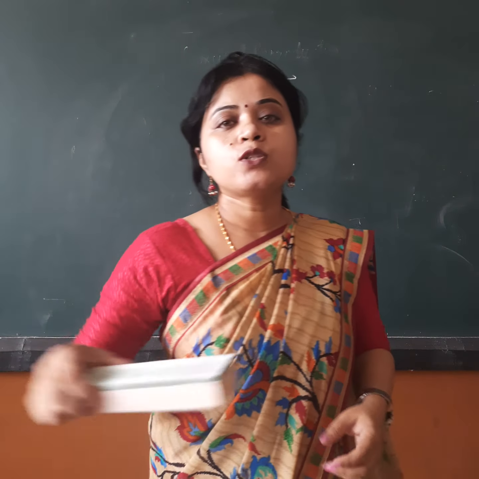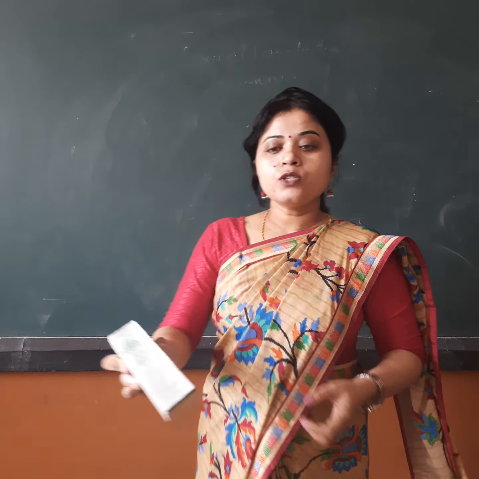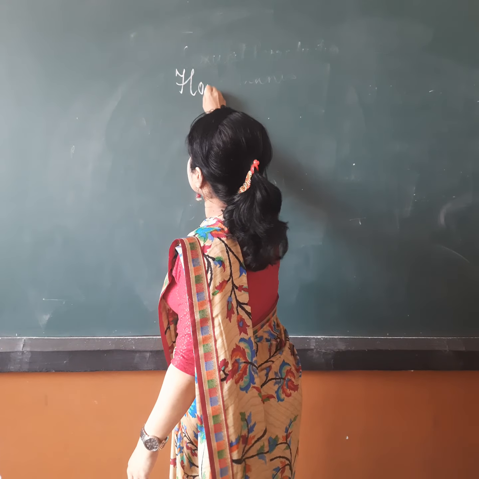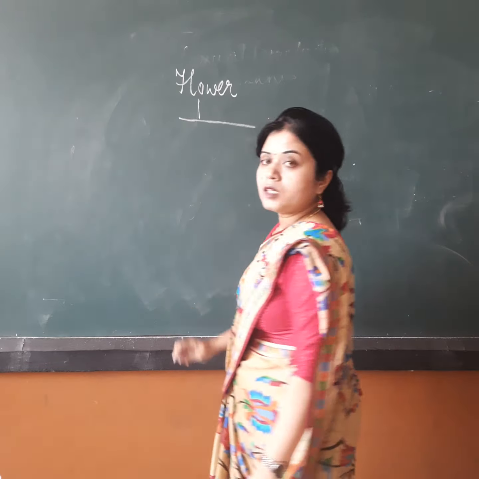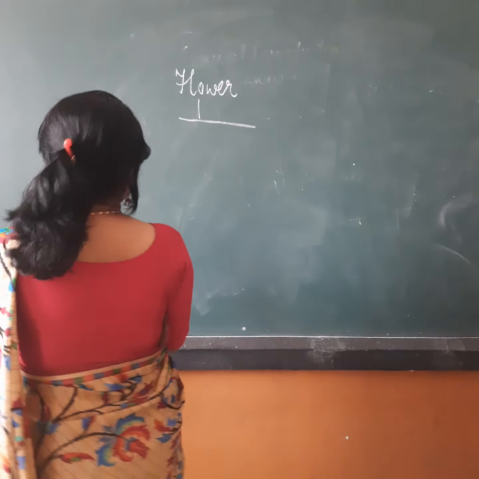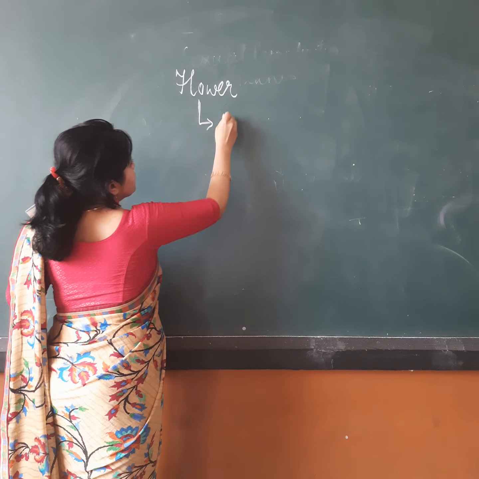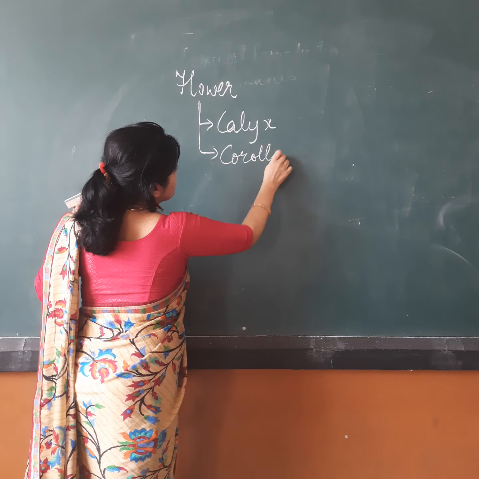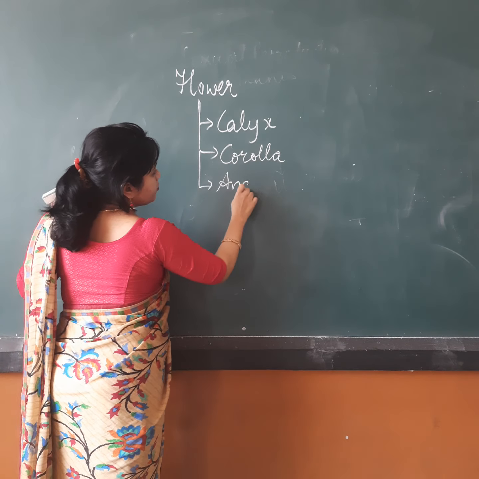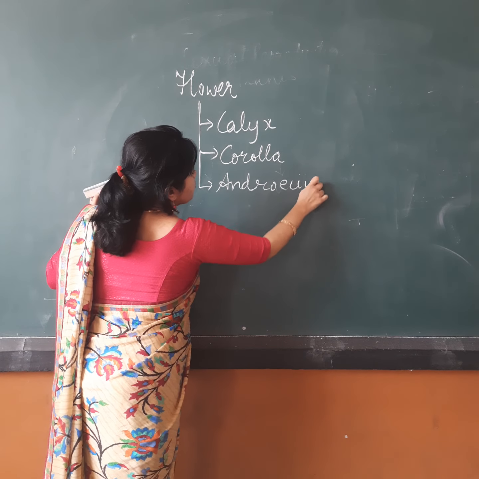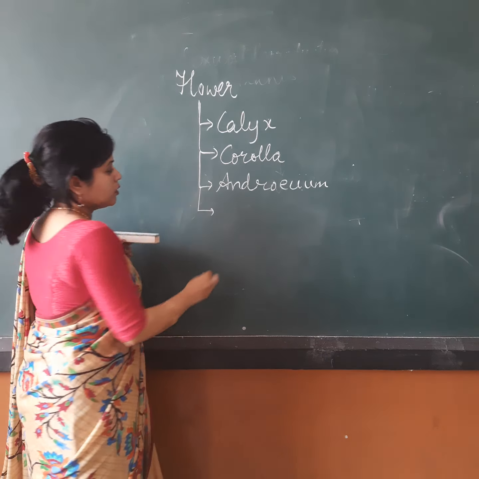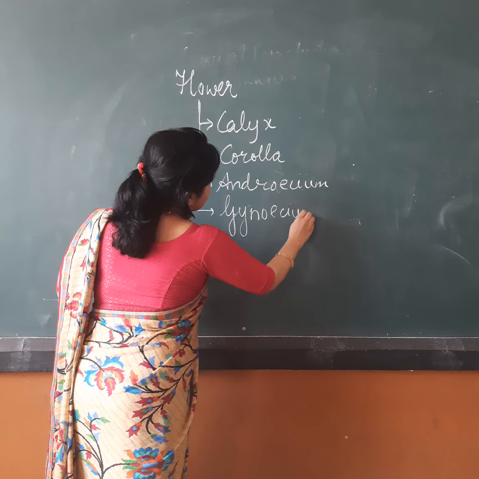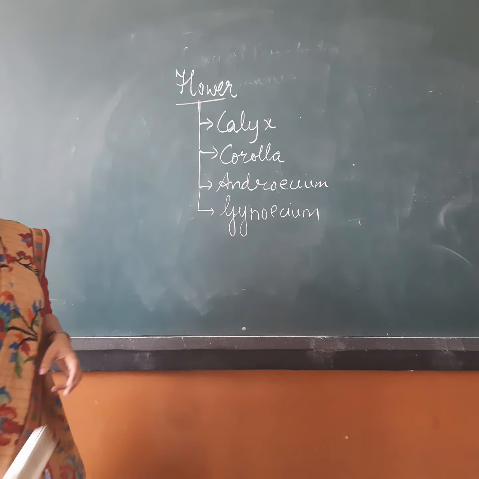Now let's see the parts of a flower. When we look at the parts of the flower, the major four parts of the flower are calyx, corolla, androecium and gynecium. Okay, these are the four major parts of the flower.